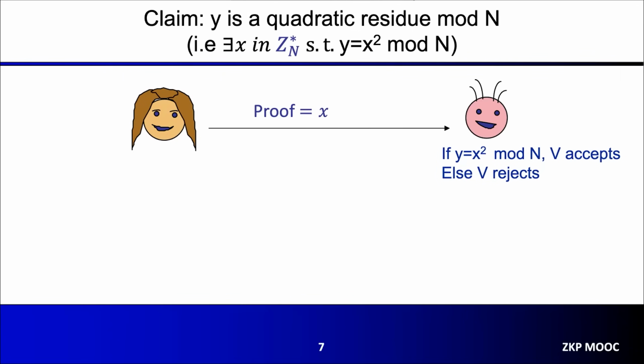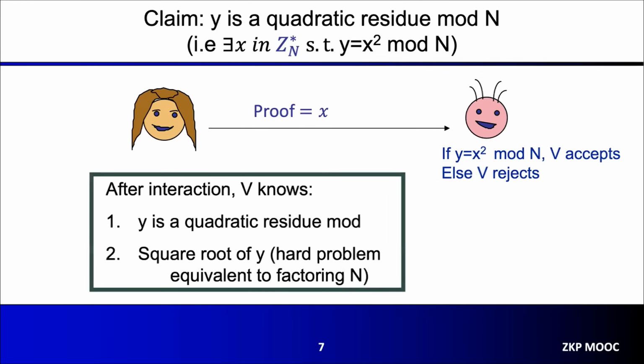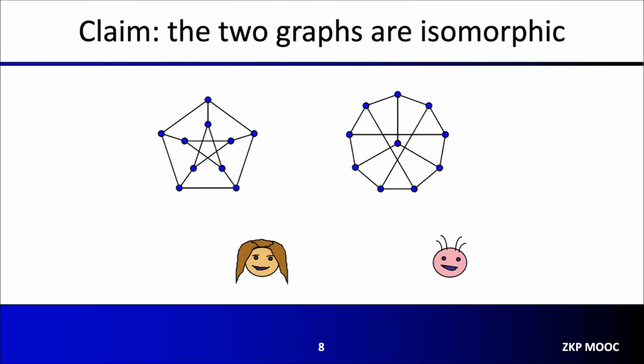But the prover, as we said, is all powerful, or she, in this case. So she finds an x, sends it over to the verifier, who squares it mod n, compares to see if it's equal to y, and if so, accepts, else rejects. Again, it's an NP proof. There's a short string, x, that will convince the verifier to accept when the claim is correct. What happens after this interaction? The verifier is convinced that indeed there exists an x such that y is equal to x squared mod n, but he also knows x. He knows the square root of y.